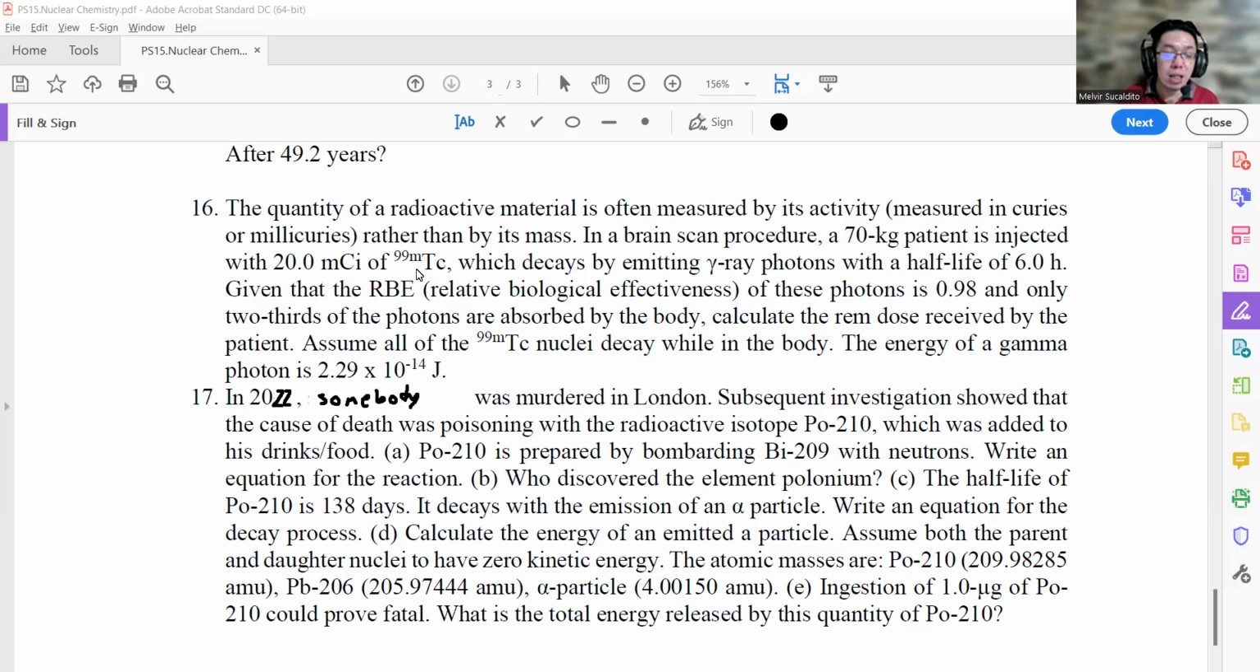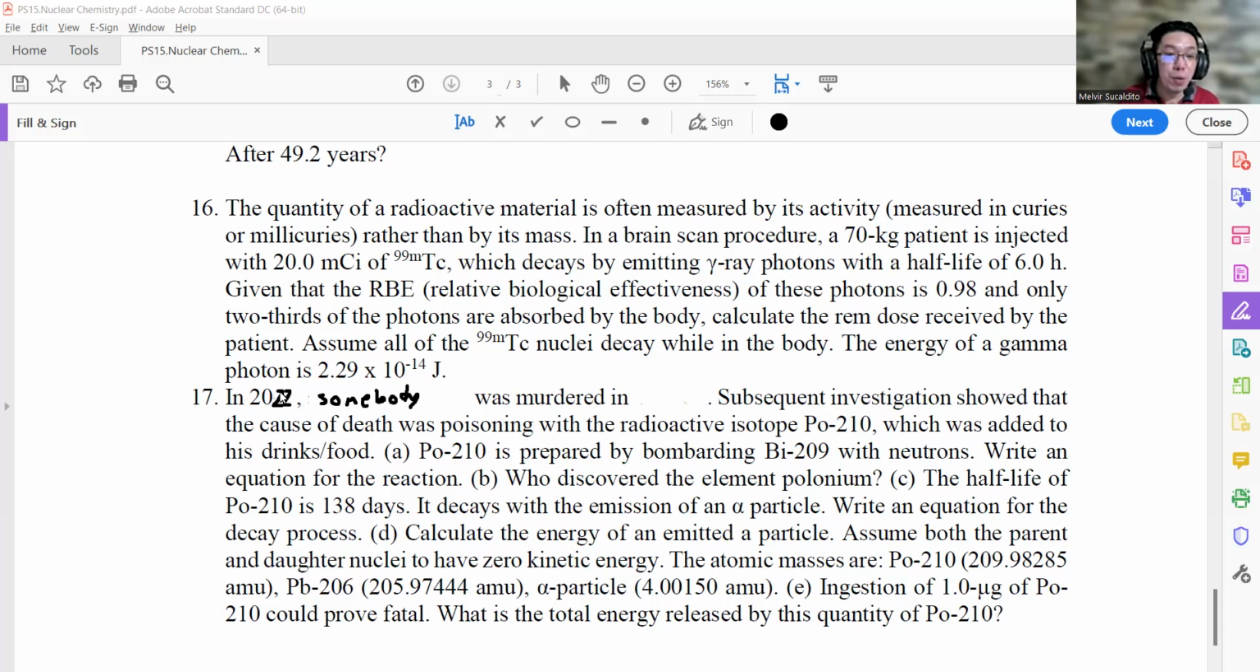Of course, this is being used in medicine kasi. Given that the RBE, recall yung RBE mo, no? Given that the RBE, the relative biological effectiveness of these gamma ray photons, is 0.98. Di ba, naalala mo yon, yung RBE is a factor that we need to multiply to your RAD to get REM.